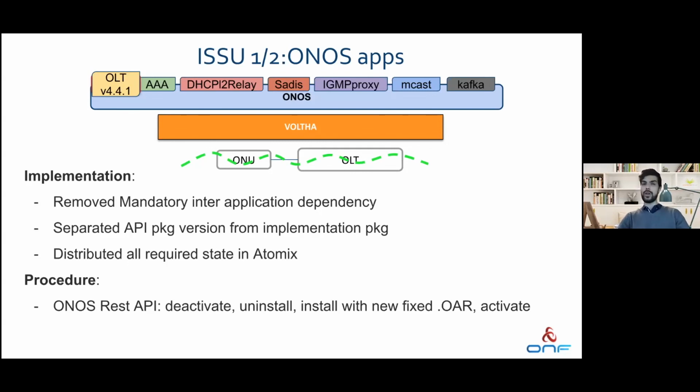So this is on the ONOS apps, and this is valid for all the apps that are automatically deployed within the system. So OLT, AAA, DHCP-L2 relay, SADIS, multicast, IGMP proxy, and Kafka have this capability.